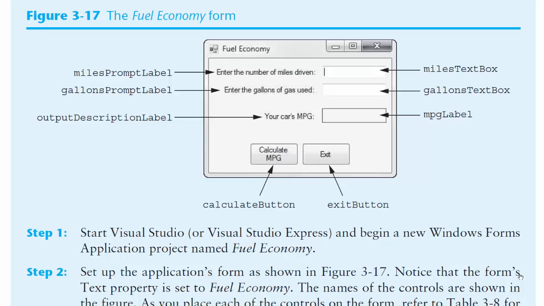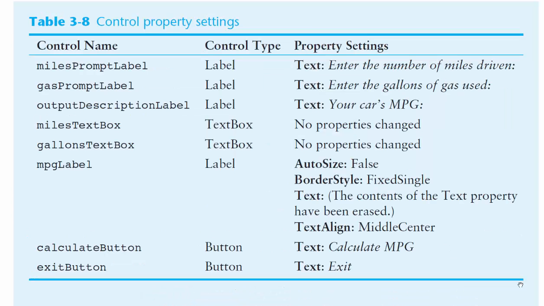The application will then calculate and display the car's MPG. So to get started, open Visual Studio and begin a new Windows Forms application with the project named Fuel Economy. The setup of the application form is being displayed on the screen right now. The table on your screen shows the name of the controls that will go on to the GUI designer window of your form, the control type, and the common setting. For example, your first label will be called the miles prompt label and the text corresponding to it is "Enter the number of miles driven."